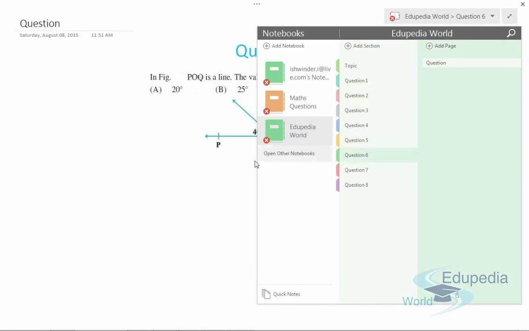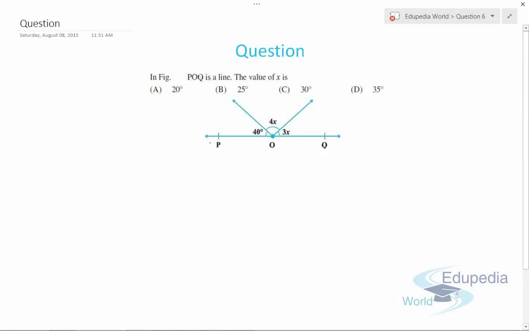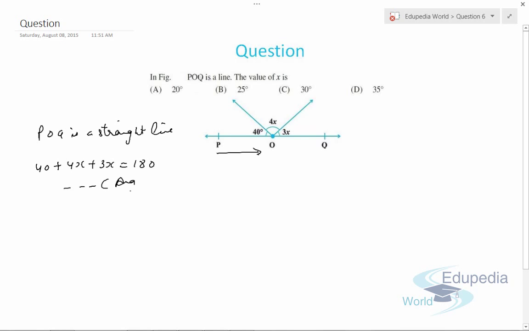Question number 6. Now the question number 6 says that if POQ is a straight line, then we need to find the value of x. It's a very simple question. Since POQ is a straight line, then we can say that angle 40 plus 4x plus 3x will be equal to 180. Why? Angles on a straight line.